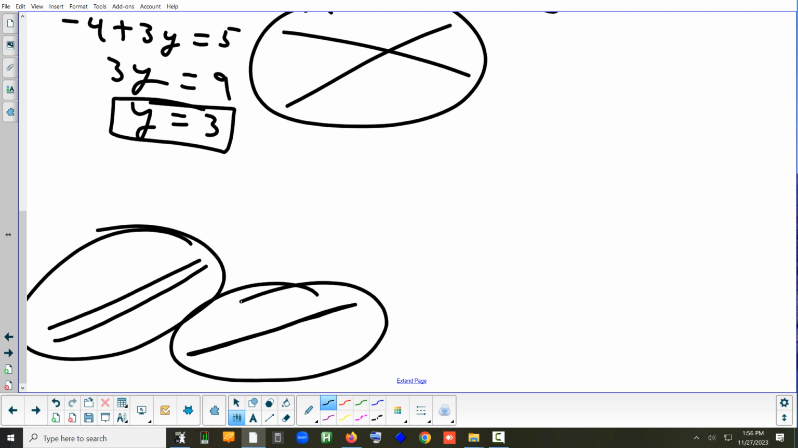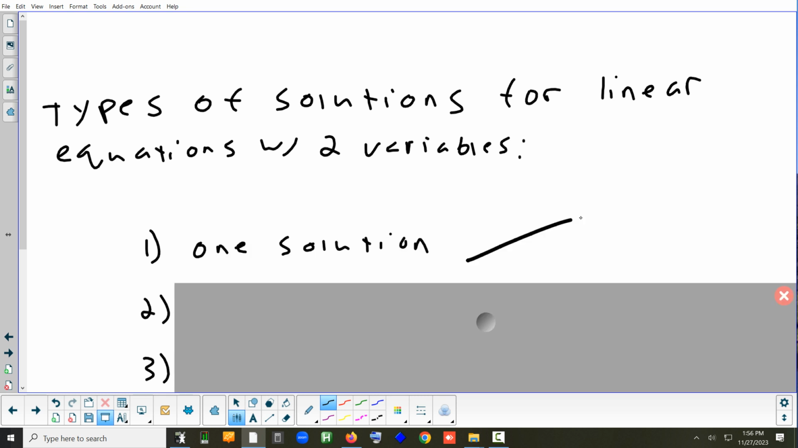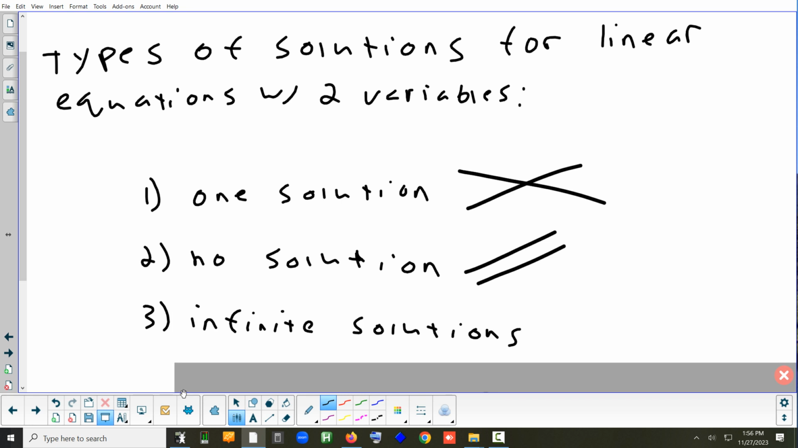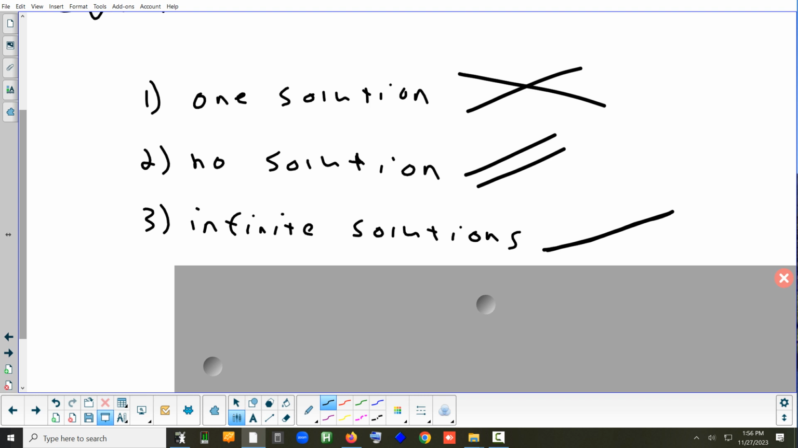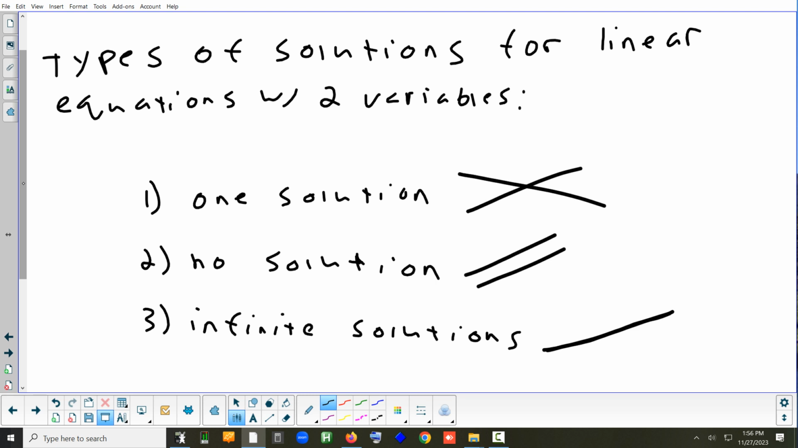Yep. So there are 3 different cases that could come up, and I'm going to mention those right now. You've got the 1 solution where your lines cross because they have different slopes. You've got the no solution. That's when you got parallel lines. And you have an infinite amount of solutions. That's when you draw 2 lines and they end up being exactly the same line. That's the only thing that can happen in linear equations: 1 solution, no solution, or infinite solutions.